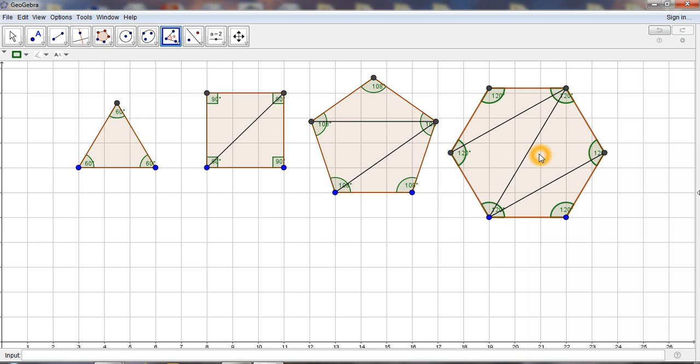From all this, we can now get the formula for calculating the sum of interior angles of any polygon. The sum of interior angles of any polygon equals (n minus 2) times 180 degrees, where n is the number of sides of a polygon and 180 degrees is the sum of interior angles of a triangle.